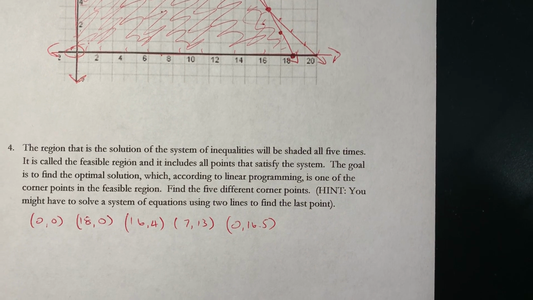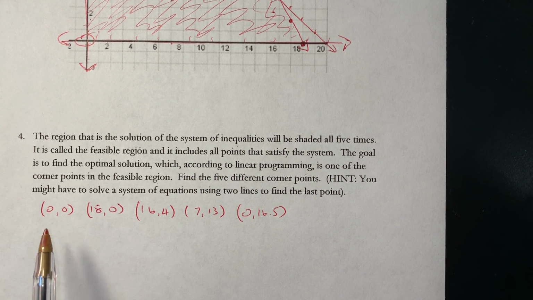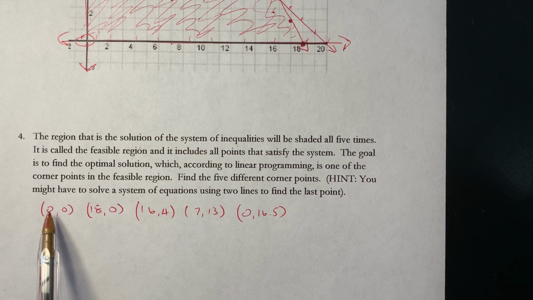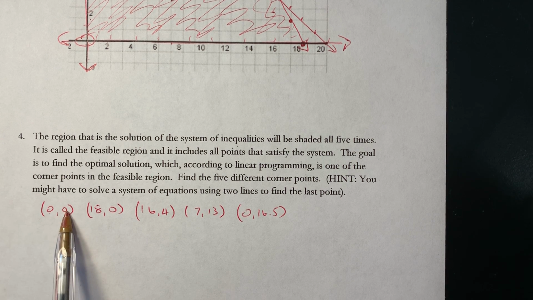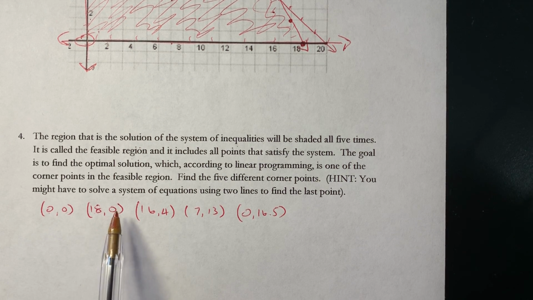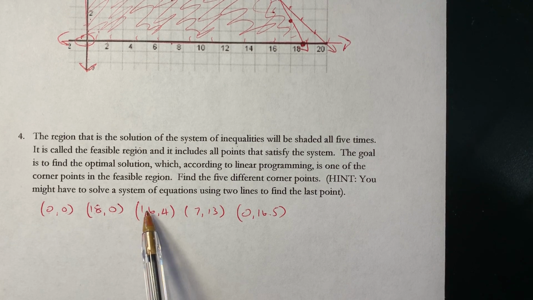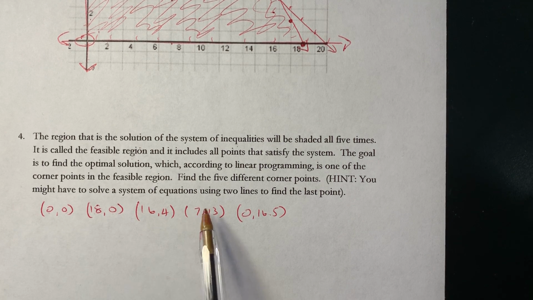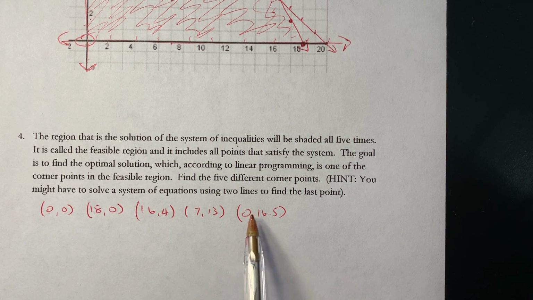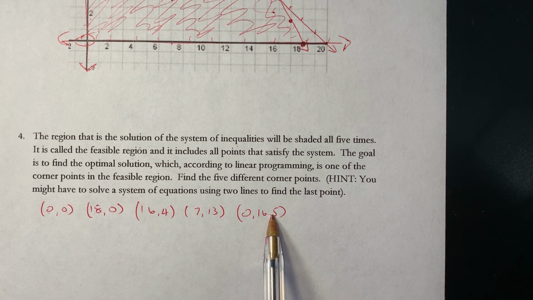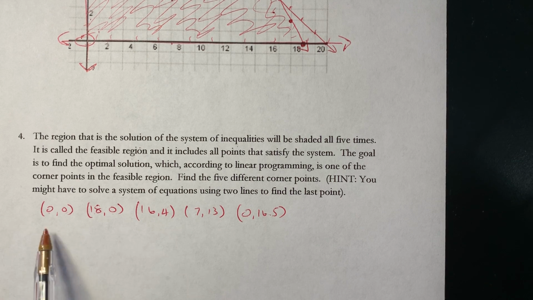So what that means is the way to maximize income is either to make 0 foyer and 0 side tables, 18 foyer and 0 side tables, 16 foyer and 4 side tables, 7 foyer and 13 side tables, or 0 foyer and 16.5 side tables. So one of those 5 points will maximize our profit. Now we have to figure out which one of those 5 points.